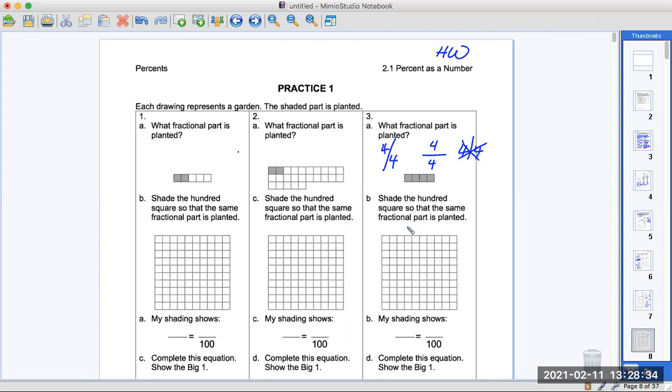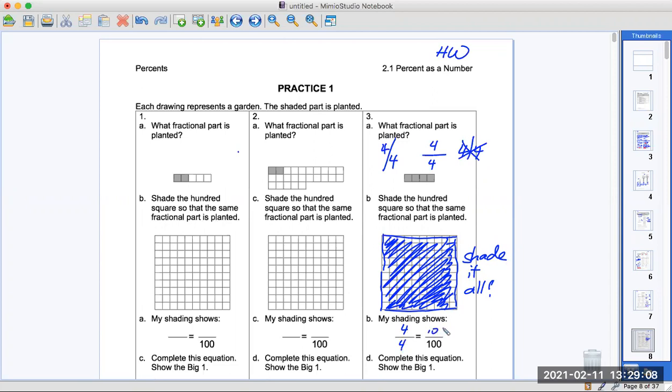Shade the 100 square so that the same fractional part is planted. You got to shade it all. The whole thing. Shade it all. Okay, I'm not doing so good on this. You guys probably like that better. Every square, all of them. My shading shows that 4 out of 4 is the same as 100 out of 100.